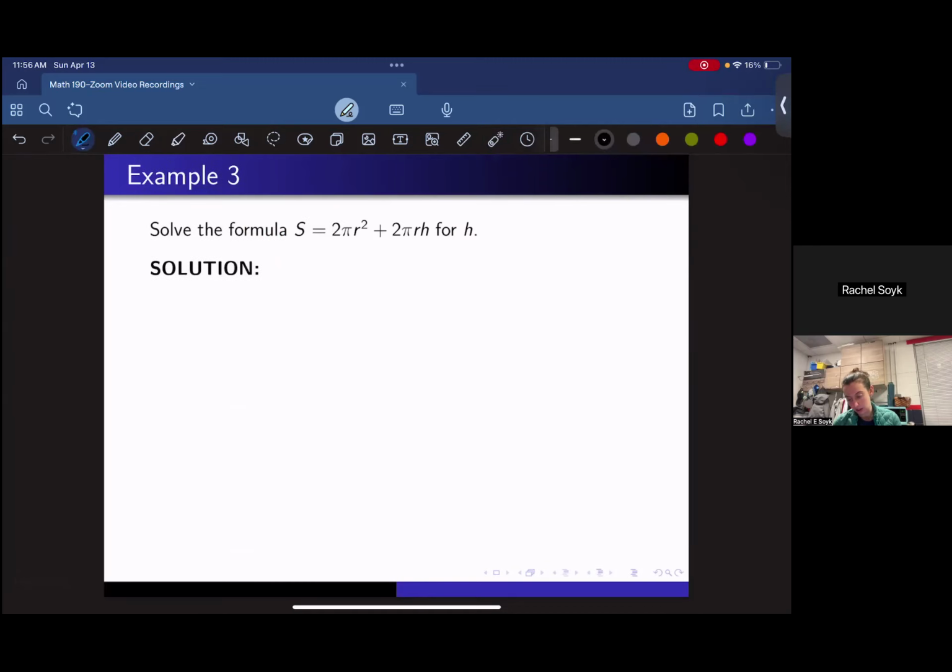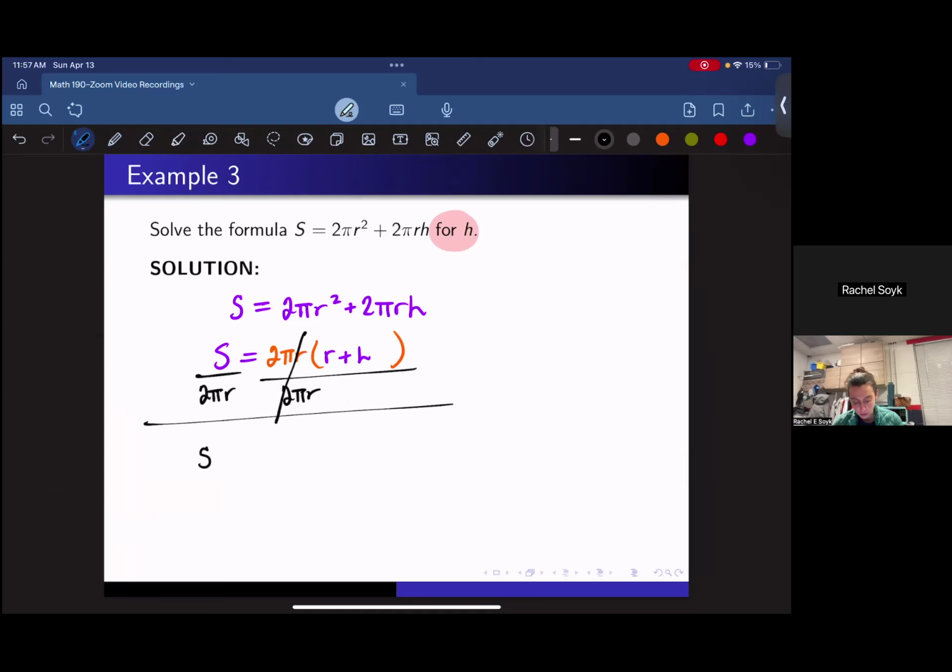Let's do another example together. So we want to isolate our h now. And we're given S is equal to 2 pi r squared plus 2 pi r h. And straight off the bat, that right-hand side, you can pull out a greatest common factor between those two terms. You can pull out a 2 pi r. And when you do, you're left with just r plus h in parentheses. That way, we can divide both sides by our 2 pi r very efficiently.